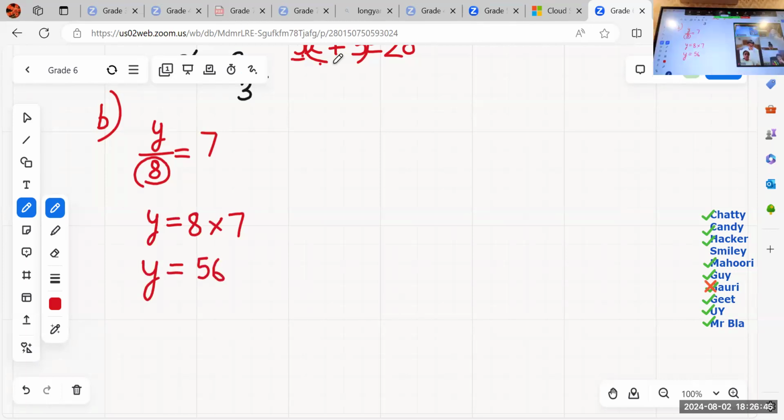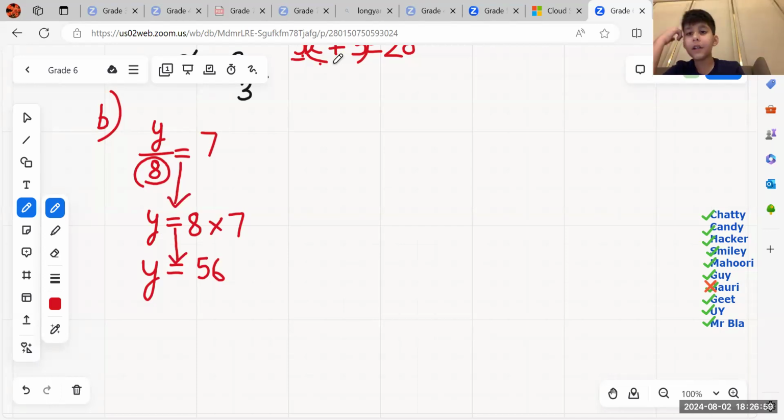Another thing you must always remember is that equal to should come below the equal to. All right. But here, why won't we send y is equal to 8 times 7? Why would we send 56?